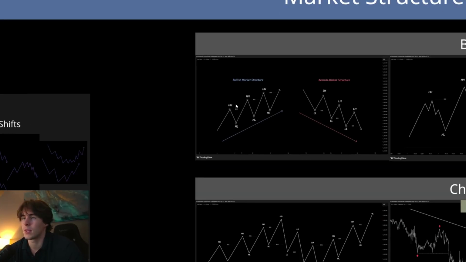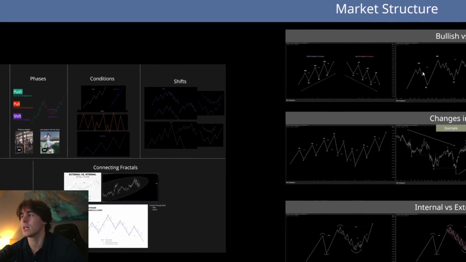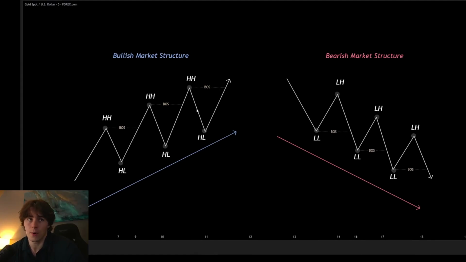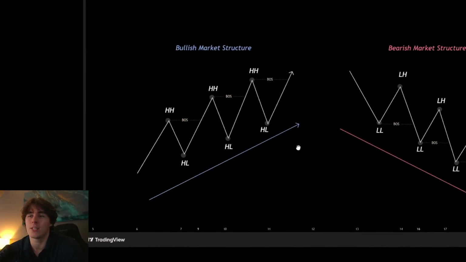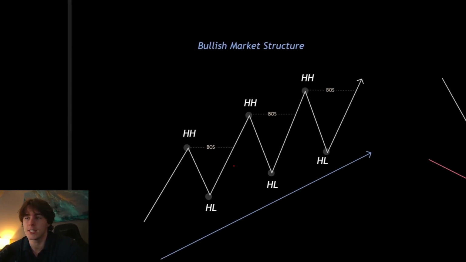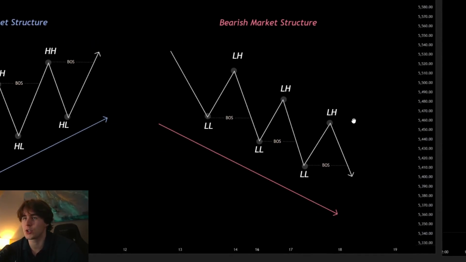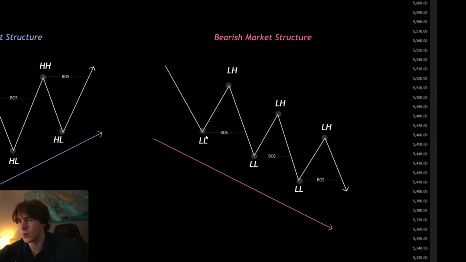So we'll go through some basics first: the difference between bullish and bearish market structure. Bullish market structure is defined by higher highs and higher lows, obviously going from the bottom left to the top right of the screen. And we tend to have breaks of structure consistently to the upside, where we also respect lows. So that is a simplified version of bullish market structure. Bearish is just the opposite. We're making lower highs and lower lows, and we have breaks of structure to the downside.